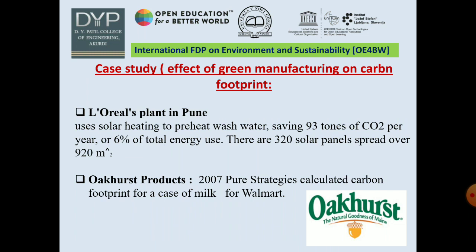So this is one case study in which we'll discuss the effect of green manufacturing on carbon footprint. Number 1, Laurel plant in Pune. Initially in the plant, they used electric water heaters to heat the water. But after study, they use solar heating to preheat the wash water. And the outcome is they save 93 tons of CO2 per year or 6% of total energy use. They achieve this by using 320 solar panels which spread over 920 meter square area.